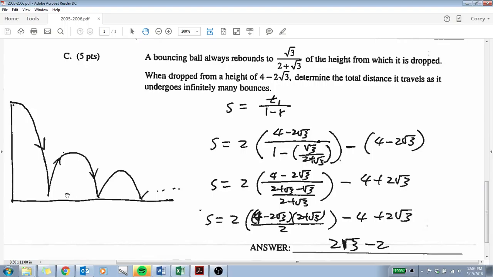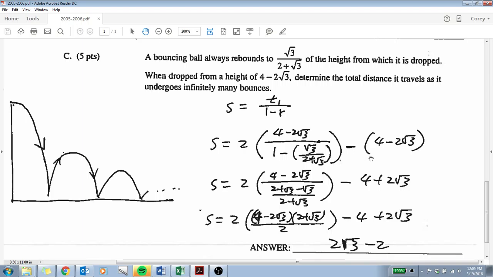The reason is, if you take a look at the picture, you notice that when it hits the ground right here, it's going to bounce up and reach this height and then come back down. So if I just use this formula one time, it's only going to show just one direction of travel. So I need to multiply by 2 to account for the up motion and then once again for the down motion. So multiplying by 2 to account for that.